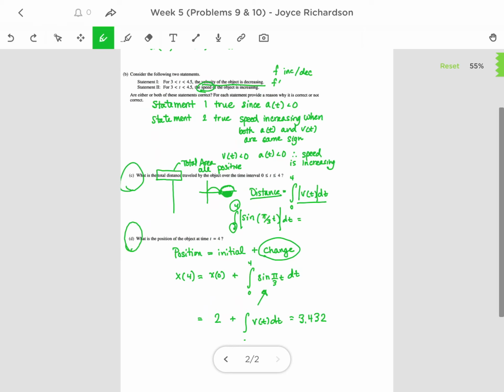But this was the toughest one that we've had so far. I would expect to see more of problems C and D on a test and on your weekly problems.